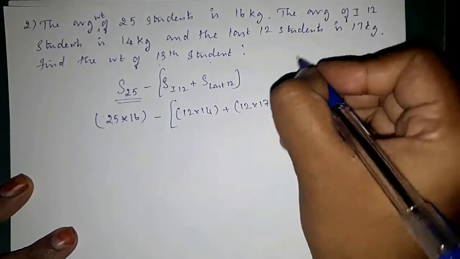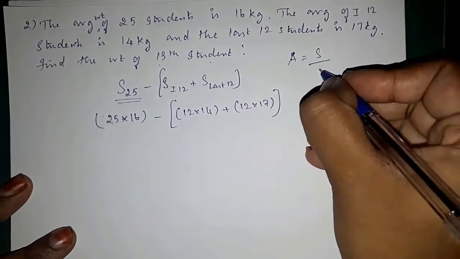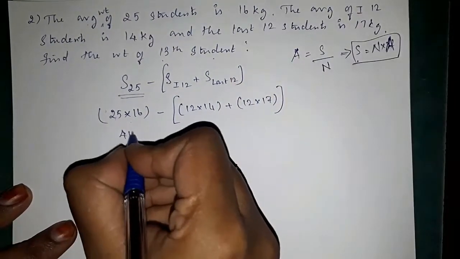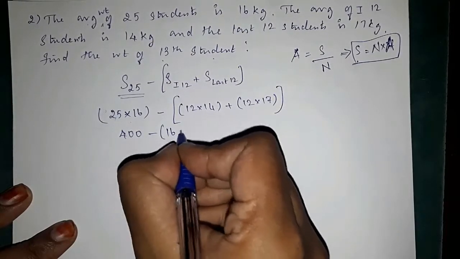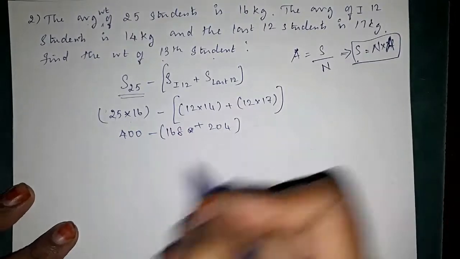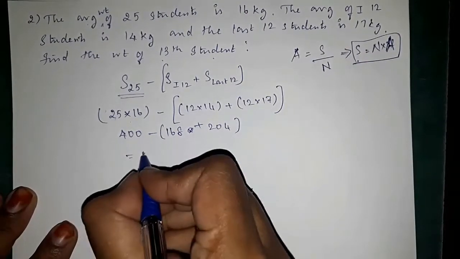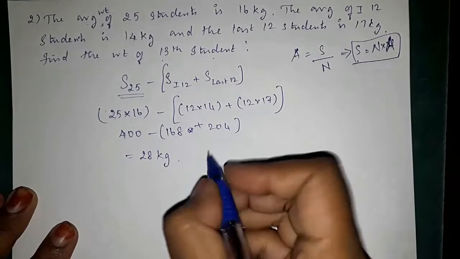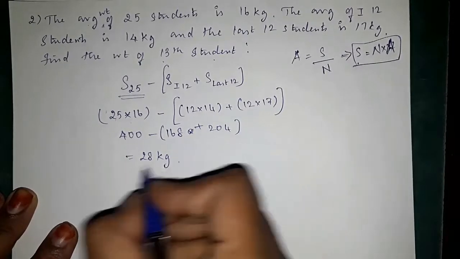How am I finding the sum? Average is equal to sum divided by the number of observations. So that is 400 minus 168 minus 204, which is equal to 28 kg. So this is the weight of the 13th student.